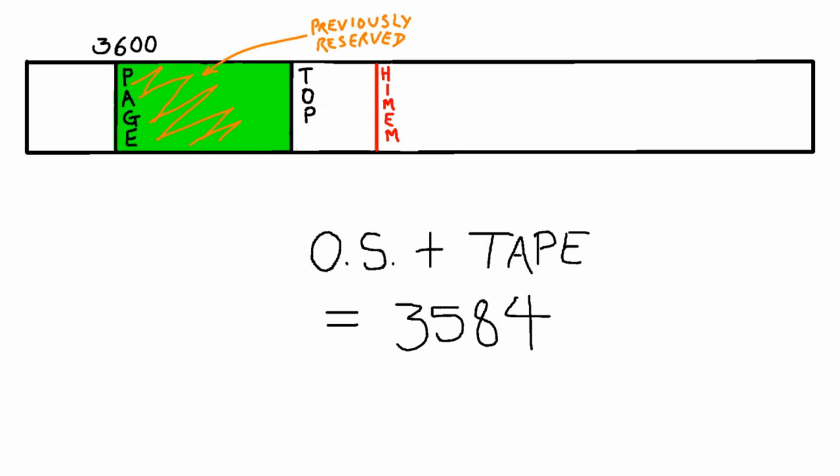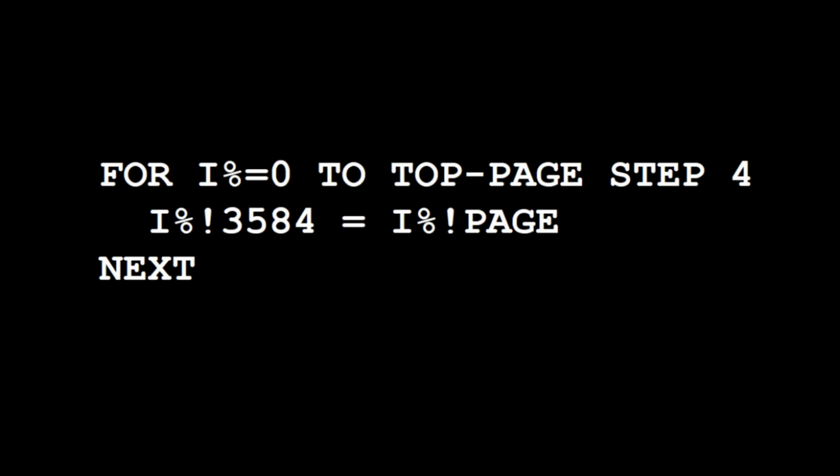We can do it with a simple for loop. We define the loop to start from 0 and go up to the total size in bytes of our program. And we already know that we can calculate that by subtracting the value of page from the value of top. We then iterate through the loop in steps of 4, because it's possible to copy 4 bytes at a time using the shriek or exclamation operator.